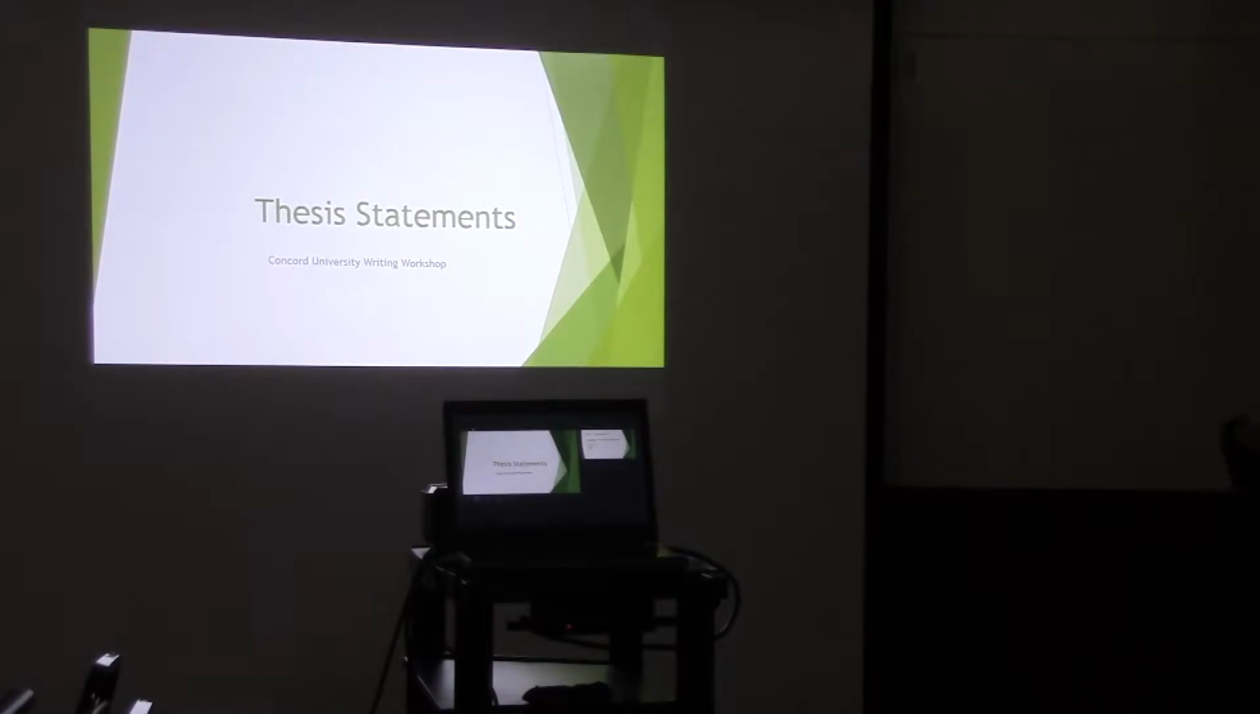What we're going to do today is I'm going to go over a couple of features of thesis statements. As a group or as pairs, we're going to talk about identifying problems in thesis statements, how to improve them, and then end the session with a little bit of practice on thesis statements.